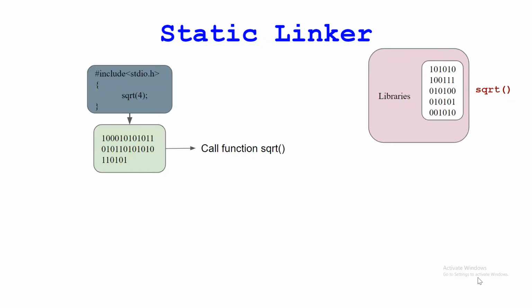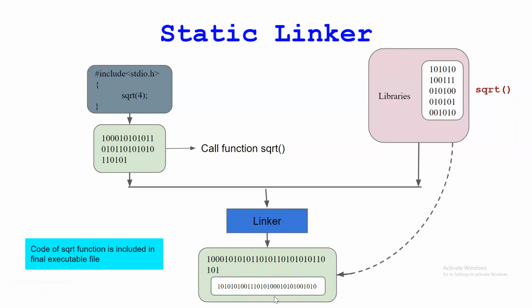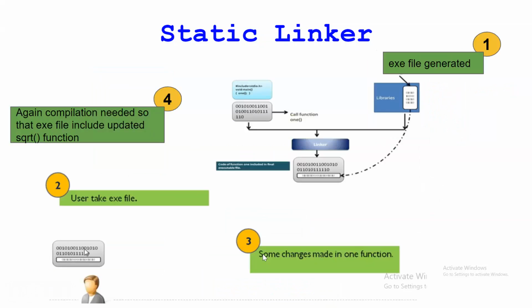Now after this, the role of the linker will come here. Now you can see this is the linker. It first brought this file into the resultant file. So whatever code is there, now we need to bring this code again into this file. So you can see here, this code is brought here, and then this will be created as an executable file. So the code of the sqrt function is included in the final executable file, right?